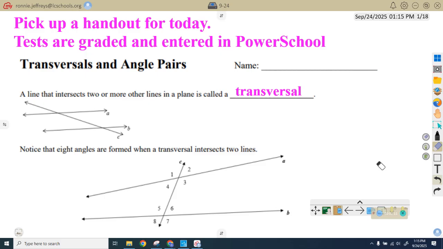We are going over transversals and angle pairs. You should already have this word in your blank already, transversal, because I know everybody's on top of stuff, just high speed.